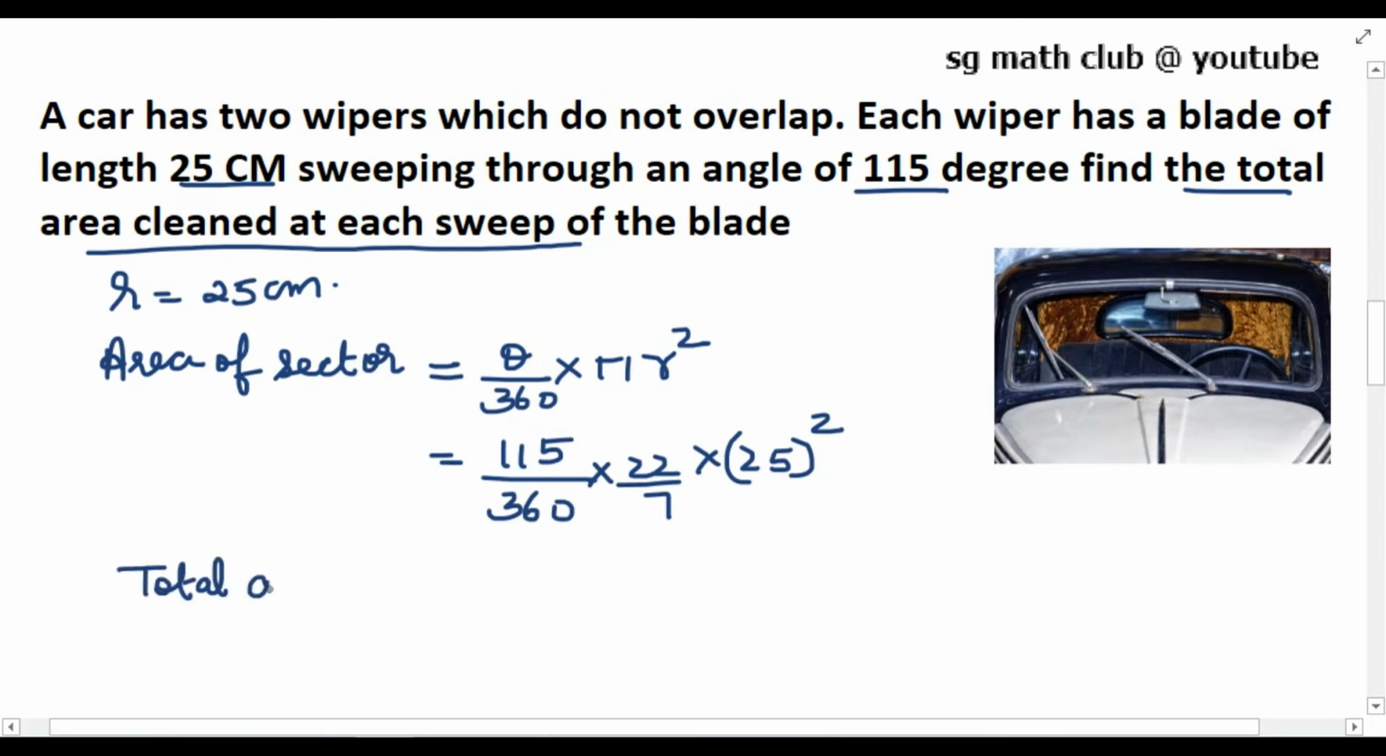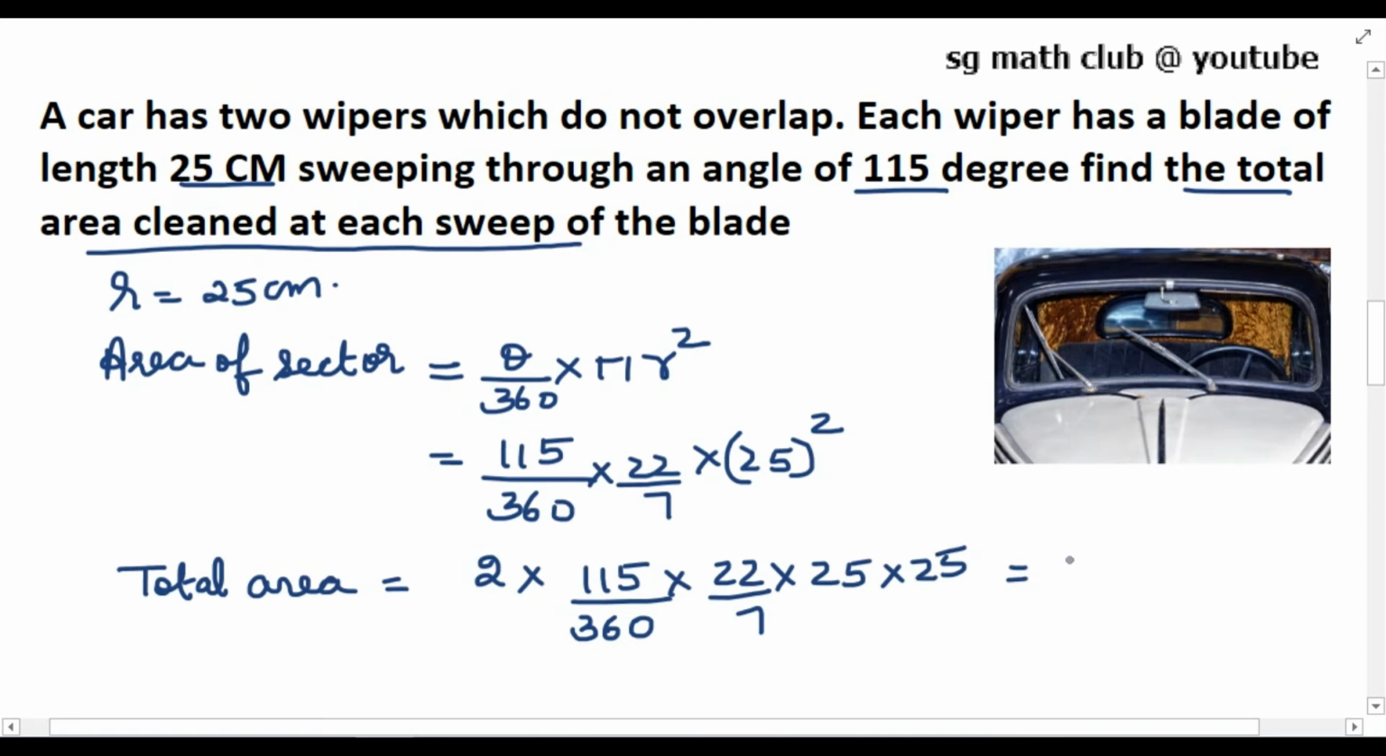since there are two blades, total area will be, you need to multiply 2 into 115 divided by 360 into 22 by 7 into 25 into 25, which is equal to 1,58,125 divided by 126 centimeter square. We can cancel this 360, this is 180, again you can cancel 90, 11, again this you can cancel with the 5, and you will get the answer like this.